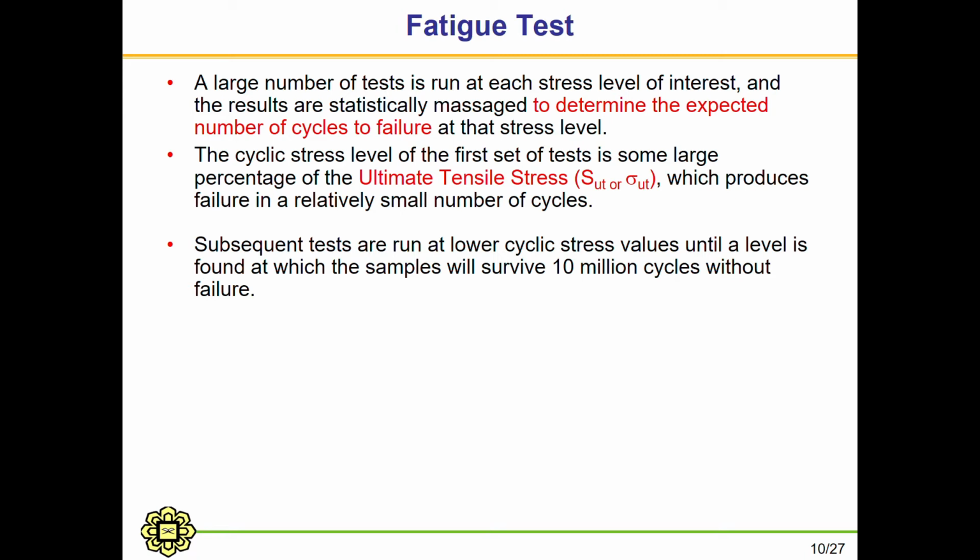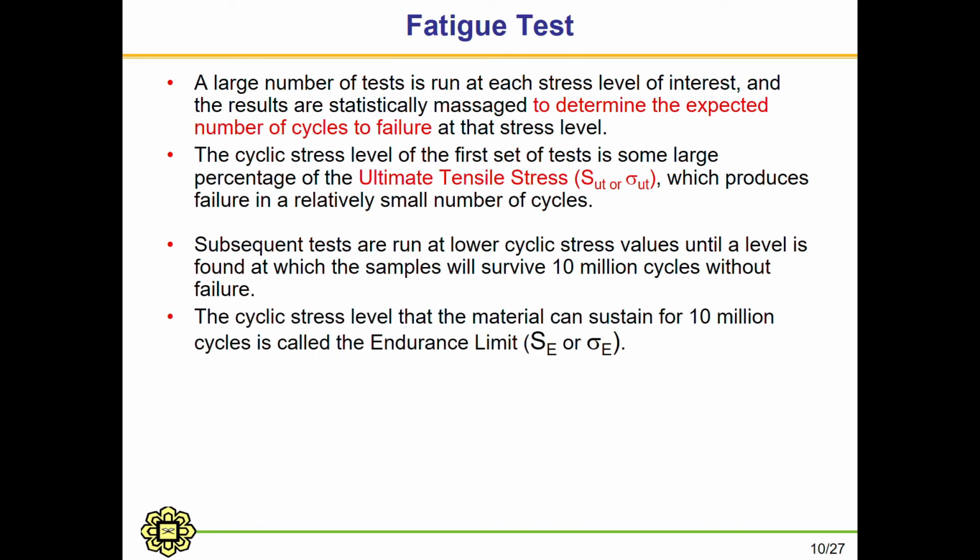Subsequent tests, meaning repeated tests, are run at lower cyclic stress values until a level is found at which the samples will survive 10 million cycles without failure. The cyclic stress level that the material can sustain for 10 million cycles is called the endurance limit. So this is the definition. We can represent that as SE or sigma E.